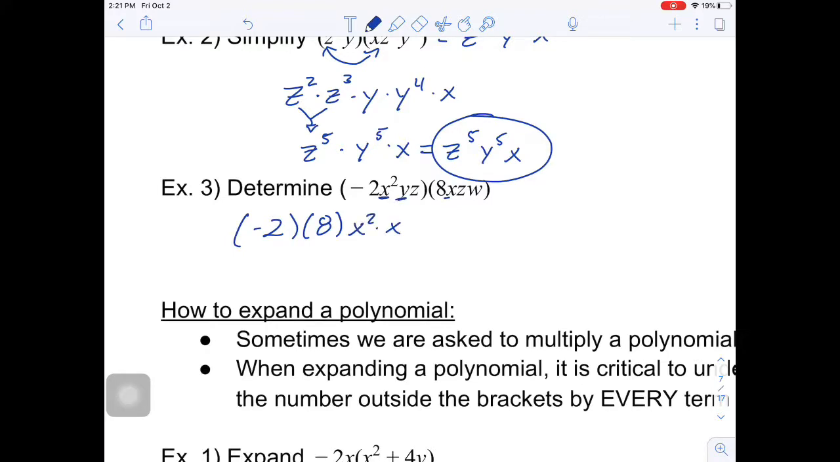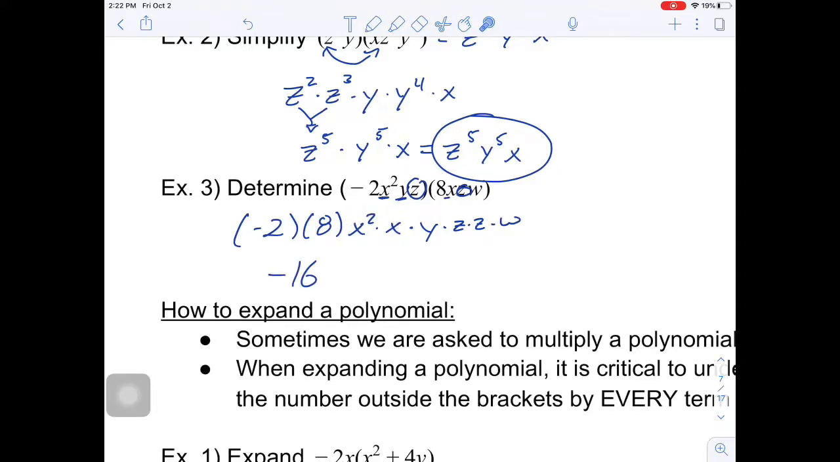Then I have y. I just have y on its own actually, so this will be times y. Z and z, so times z times z, and then w there. So negative 2 times 8 is negative 16.